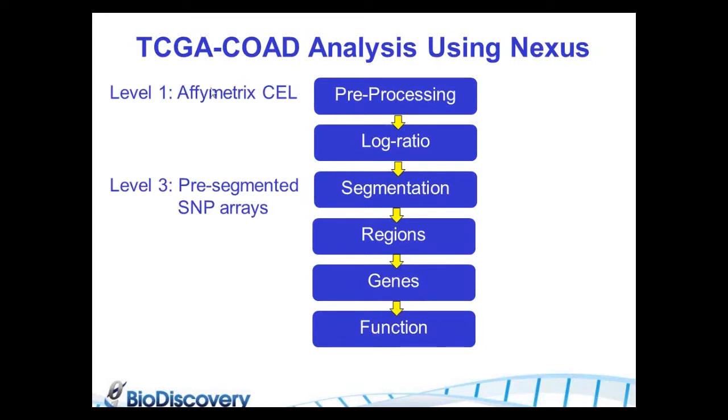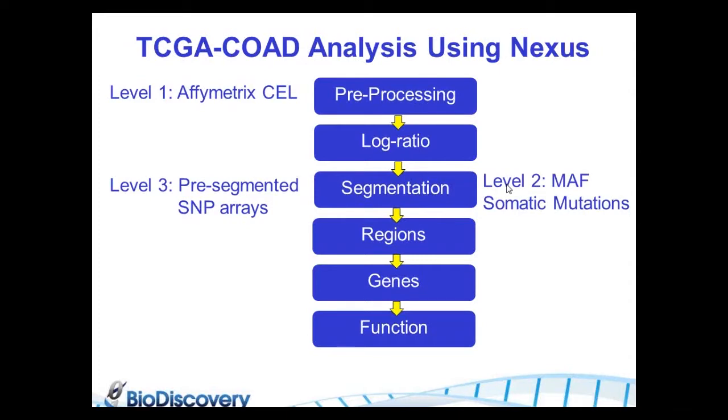This is raw Affymetrix cell data. It is available upon request from the TCGA. They also have level 3 pre-segmented array data, and this is publicly available to anybody who wishes to get it, and this will be uploaded already in the segmentation step.